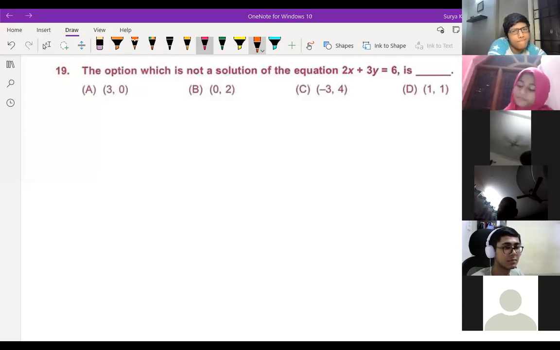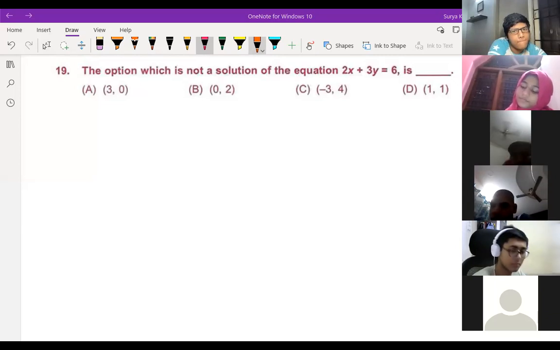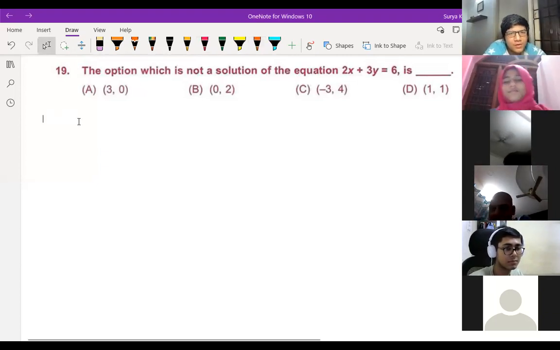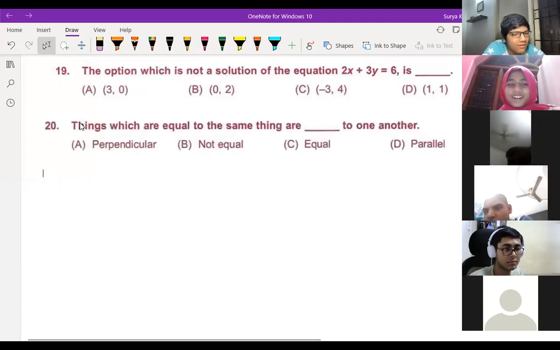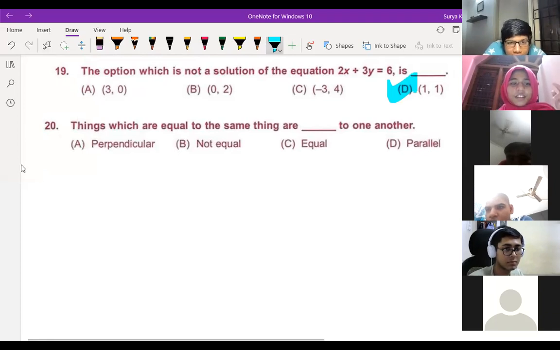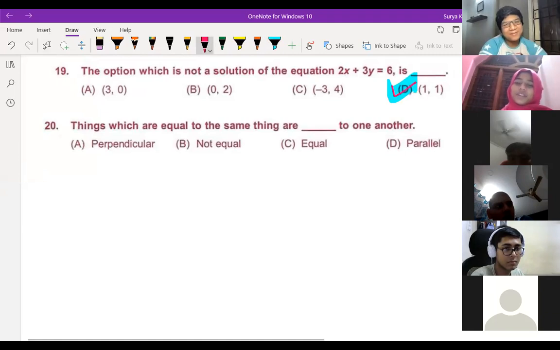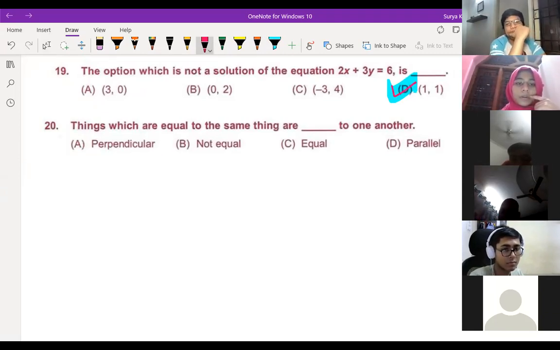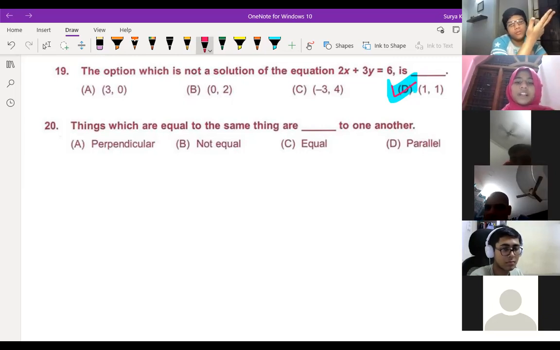Things which are equal to the same thing are equal to one another. What is this? It's a very easy question. That's Euclid's geometry. What is the meaning of it? Things which are equal to the same thing are equal to one another.